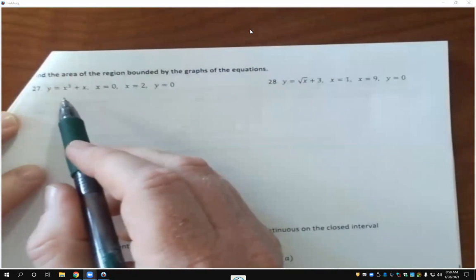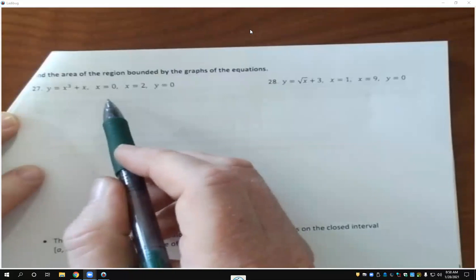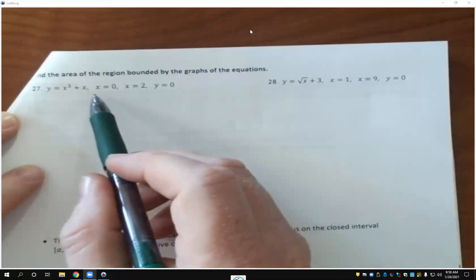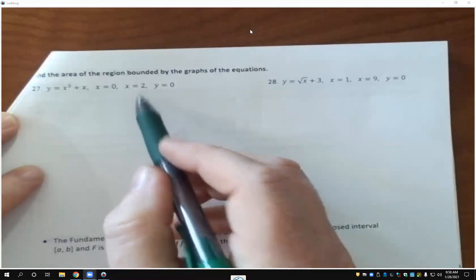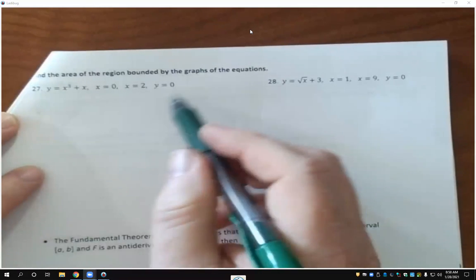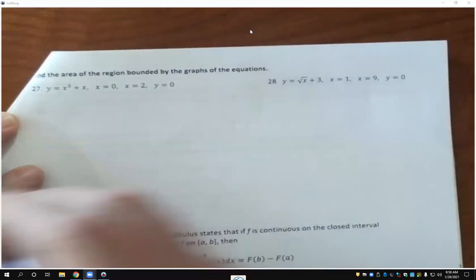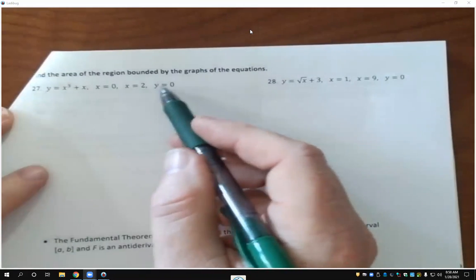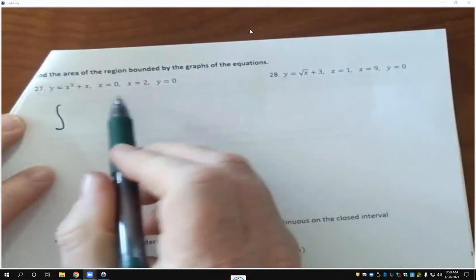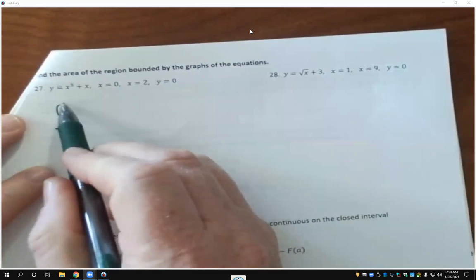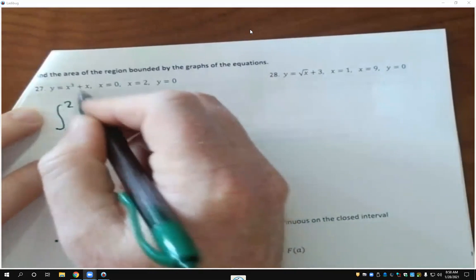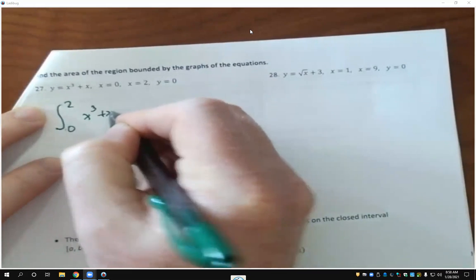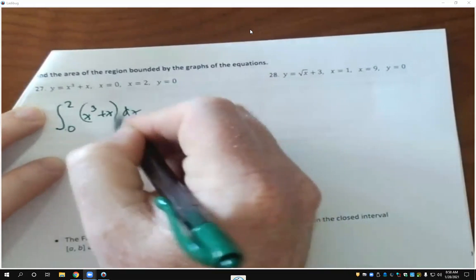We're going to graph the function x cubed plus x, and it's going to be bound by x equals 0, okay? That's the y-axis. x equals 2, which is just a vertical line at 2, and y equals 0, which is the x-axis, okay? So we're going to integrate from, these are x values right here, from 0 to 2 on the function x cubed plus x dx.